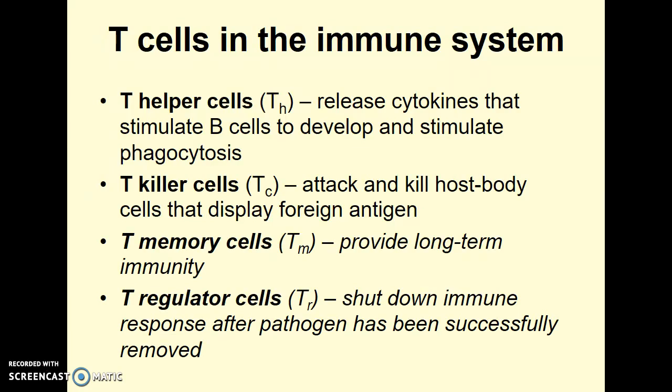I put these down at the bottom in italics because you do not need to know these ones for the exam. There are also T memory cells that will help with the provision of long-term immunity. So they will remember the precise killer cells needed. There are also T regulator cells which can shut down the immune response after the pathogen has been removed. There's no point in carrying on fighting a pathogen that isn't there anymore. So this helps the body to retain essential resources.